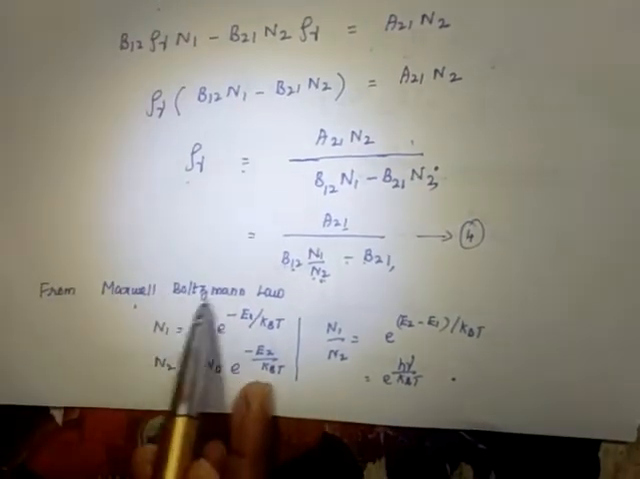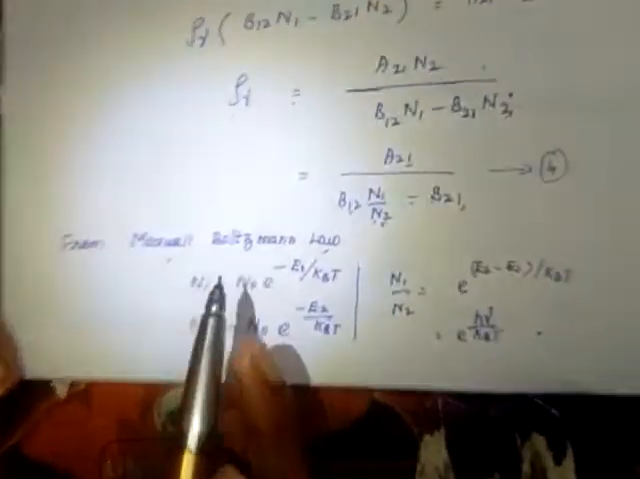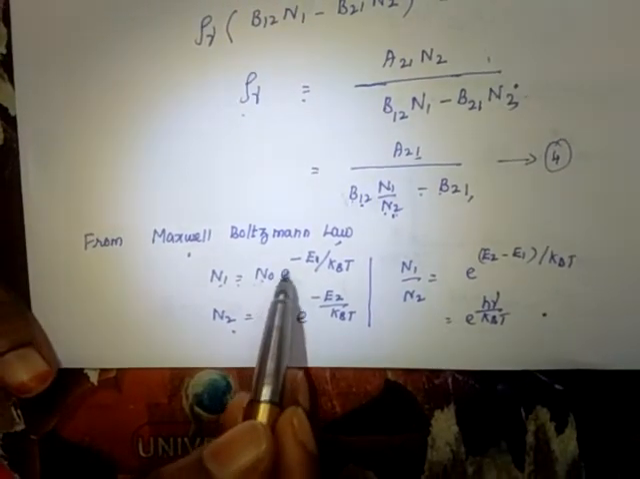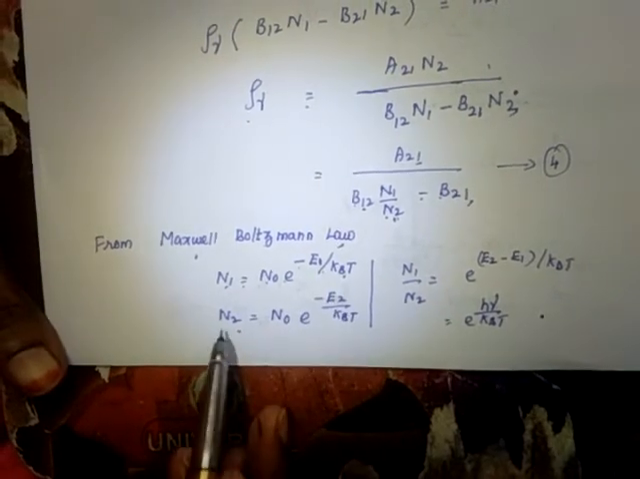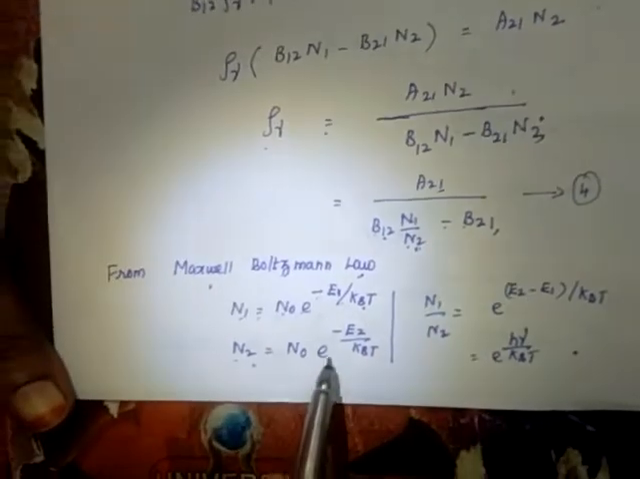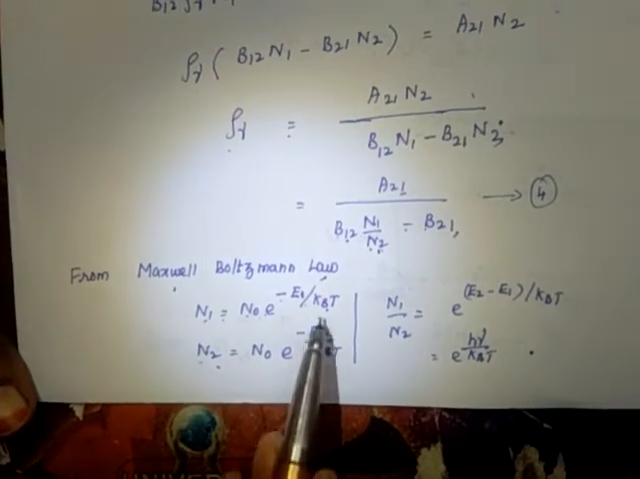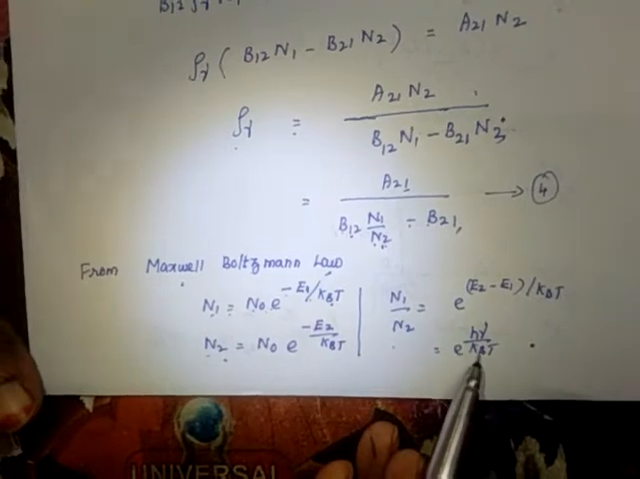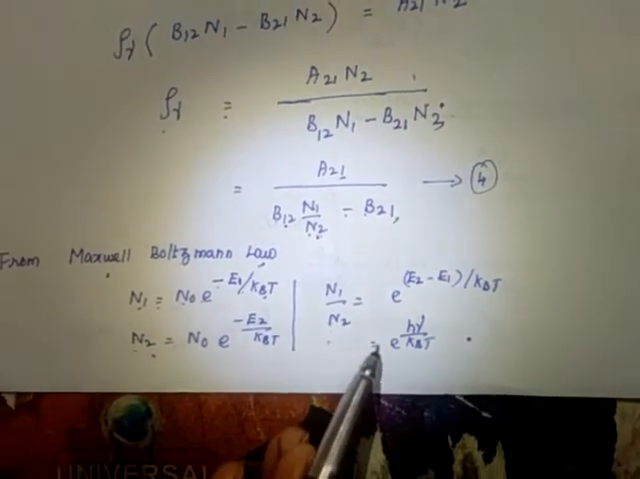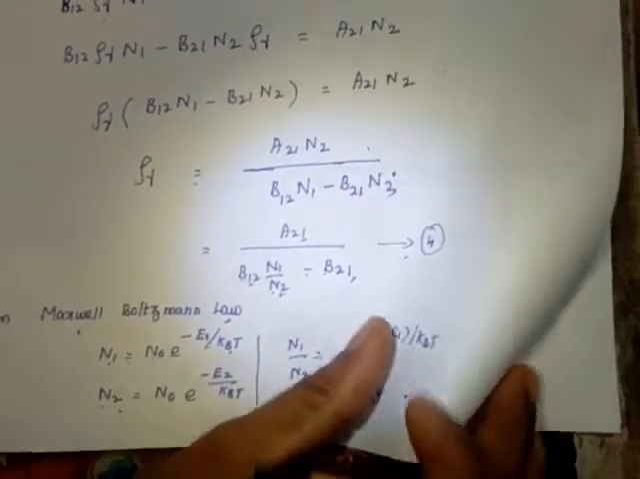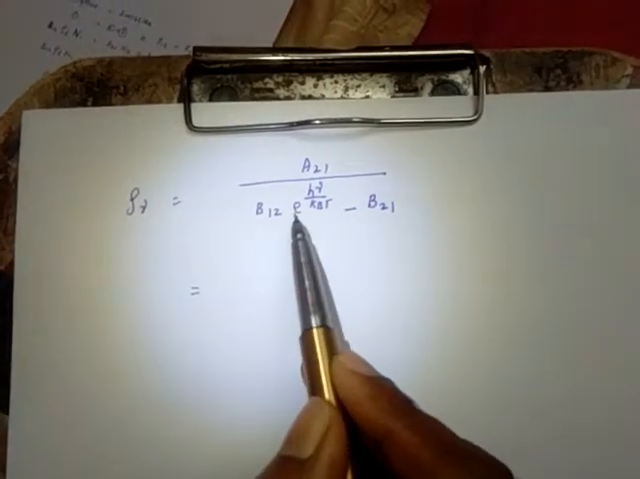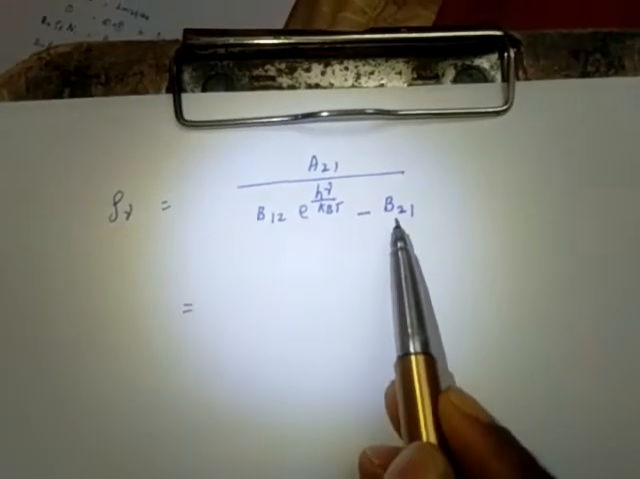From the Maxwell-Boltzmann law, we know the number of atoms in the ground state and the excited state. N1 is equal to N0 e power minus E1 by kBT, and N2 is equal to N0 e power minus E2 by kBT. From this we get N1 by N2, that is e power h nu by kBT. We substitute this expression in equation number 4. We get rho nu equal to A21 divided by B12 e power h nu by kBT minus B21.